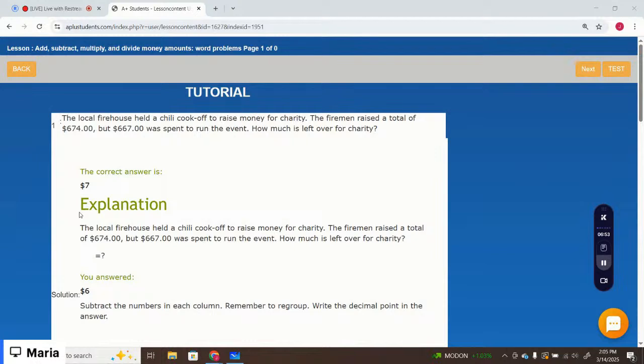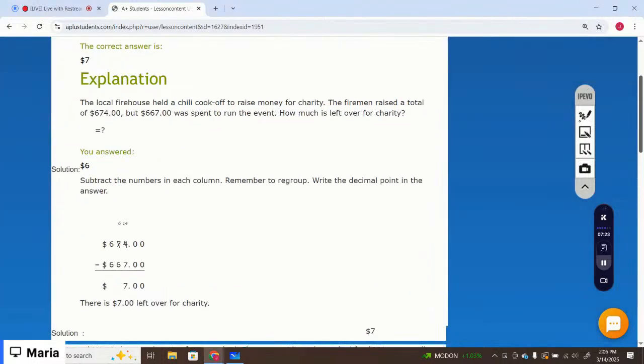The local firehouse held a chili cook-off to raise money for charity. The firemen raised a total of $674, but $667 was spent to run the evening. How much is left over for charity? So you have to subtract. The total amount they raised is 674 and they spent to run the event is 667. You need to find the leftover charity. So you have to subtract 674 minus 667. That is $7. The correct option is $7.